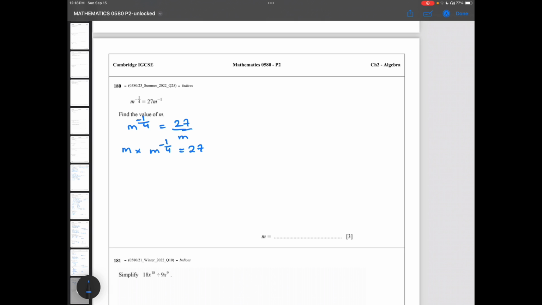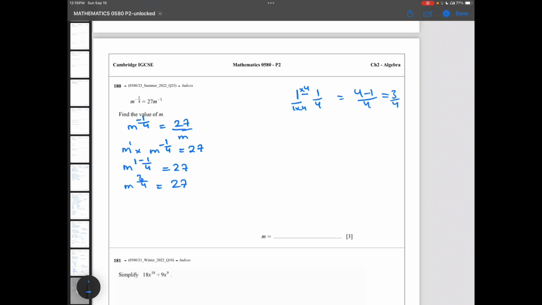Now we have the same bases on the left hand side. The base is m and m is being multiplied with each other, so we add their powers. Over here the power is 1. So when we add 1 with negative 1 upon 4, it becomes 1 minus 1 upon 4 is equal to 27. And 1 minus 1 upon 4 is basically 3 upon 4. We will take the LCM over here, so this is equal to 4 minus 1 upon 4, which is 3 upon 4. So m to the power 3 upon 4 is equal to 27.